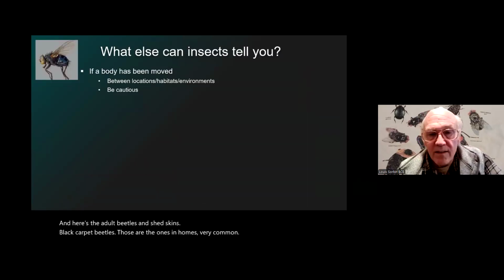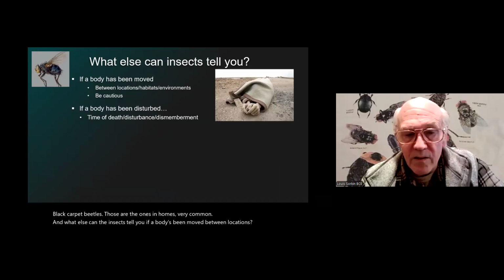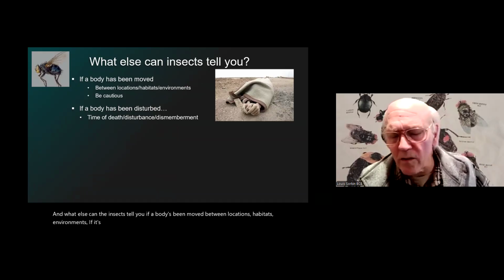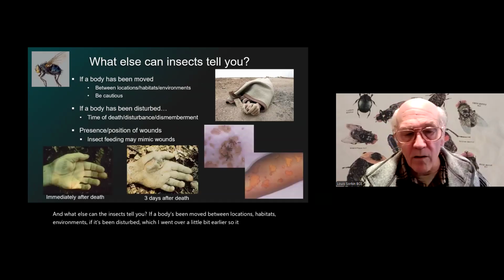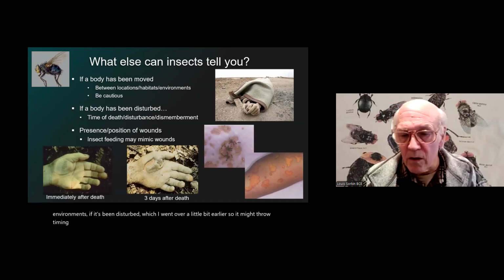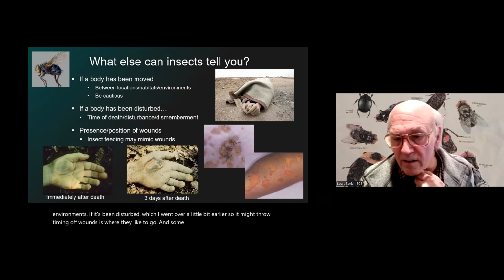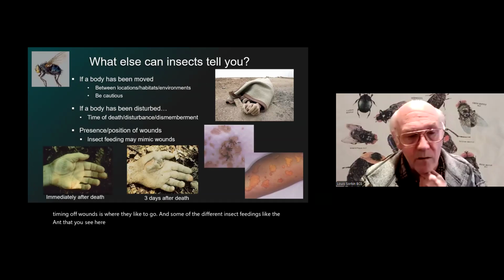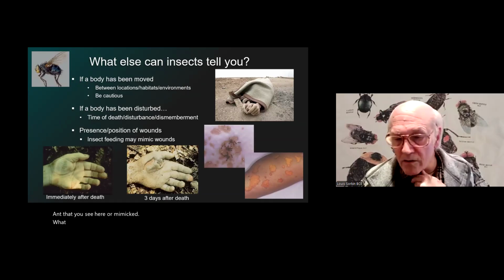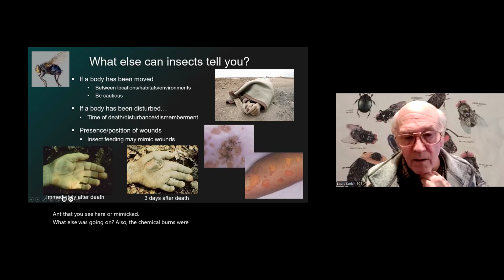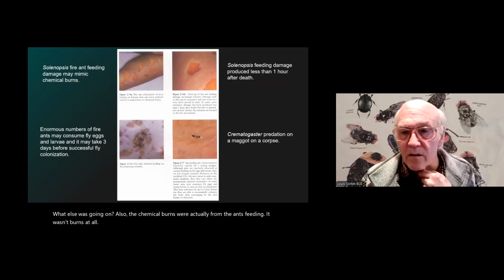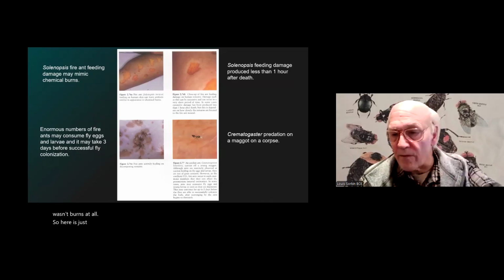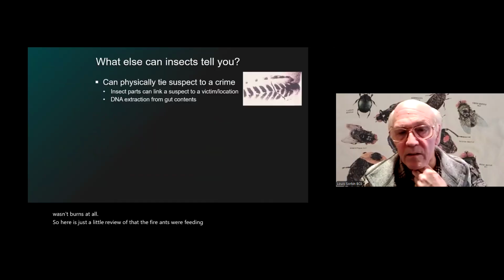And what else can the insects tell you? If a body's been moved between locations, habitats, environments, if it's been disturbed, which I went over a little bit earlier, it might throw timing off. Wounds is where they like to go, and some of the different insect feedings, like the ant that you see here, mimicked what else was going on. Also, the chemical burns were actually from the ants feeding. It wasn't burns at all. So here's just a little review of that. The fire ants were feeding on wounds on the skin.